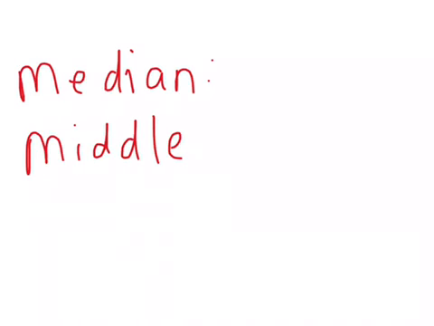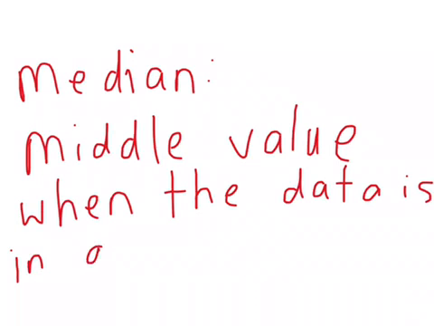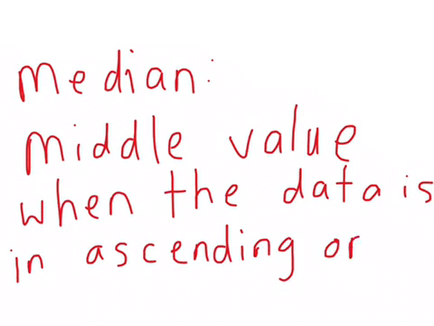We have the median. The median is the middle value when the data is in ascending order, so it must be from lowest to highest. The biggest mistake people make is they just look at the data given to them and they don't order it from lowest to highest. So it's the middle value when the data is in ascending order.